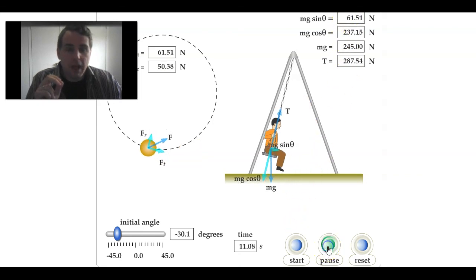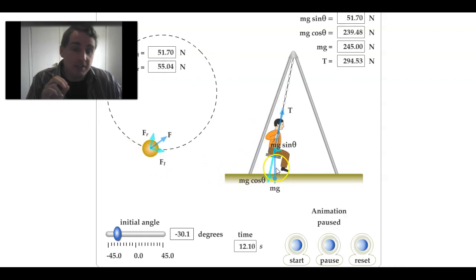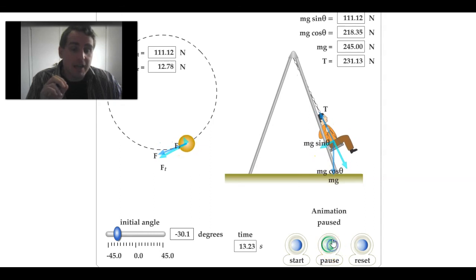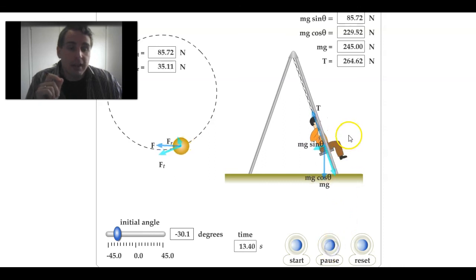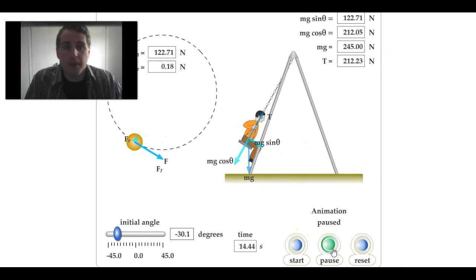Notice when the object's moving upward, the tangential force is causing it to slow down. As the object moves upward to the left, the mg sine theta is decreasing the speed. When the object starts to come back downward, the tangential force increases the speed of the object. Okay? On the other side, if the mg sine theta is in the opposite direction of the instantaneous velocity, we slow down. If it's in the direction of the instantaneous velocity, we speed up. Okay.